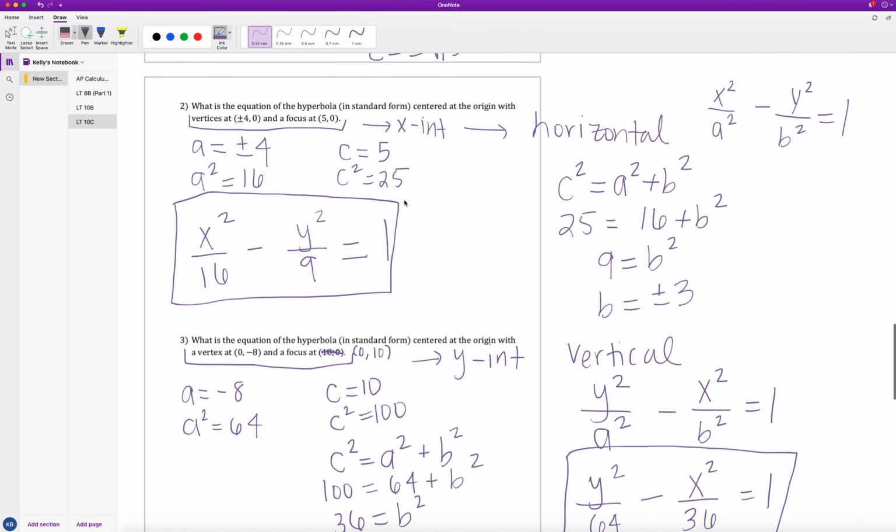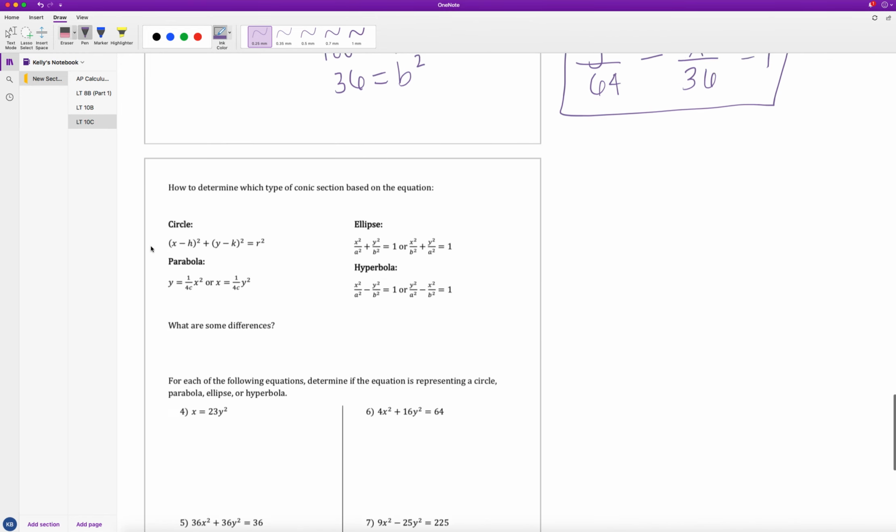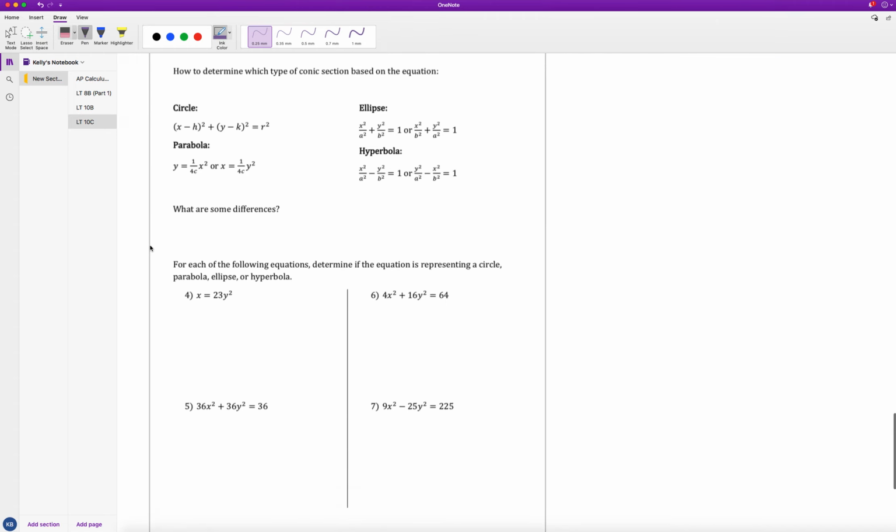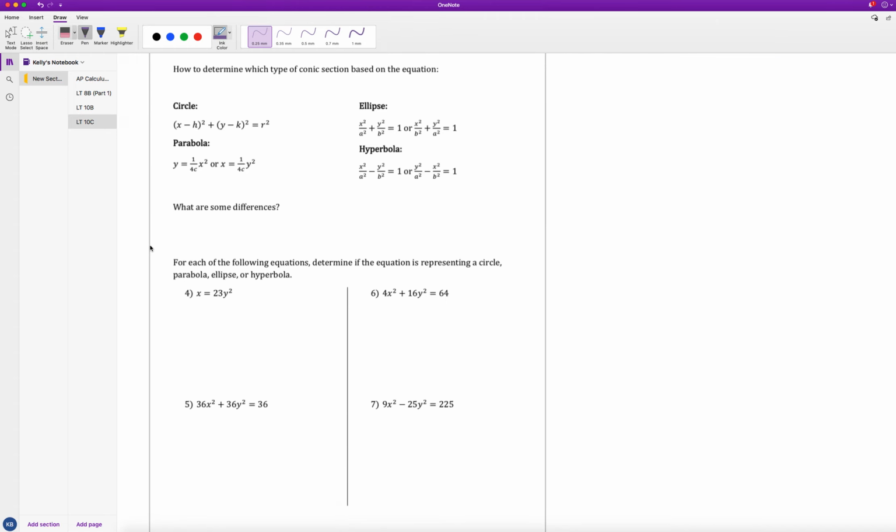Okay, let's look at our last set of examples. This is going to combine everything from this unit, and it's how to determine which type of conic section I have based off of just the equation. Up here at the top, I have the standard equation for a circle, the two parabola ones depending on if it was horizontal or vertical, the same thing for a horizontal and vertical ellipse, and also for a horizontal or vertical hyperbola that we're looking at.